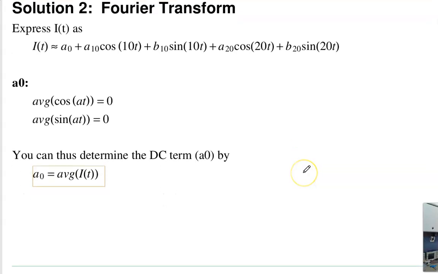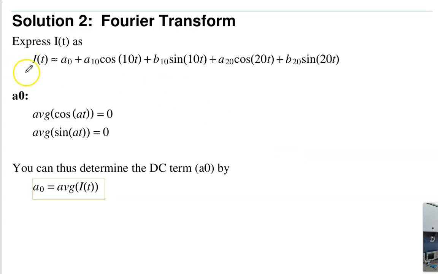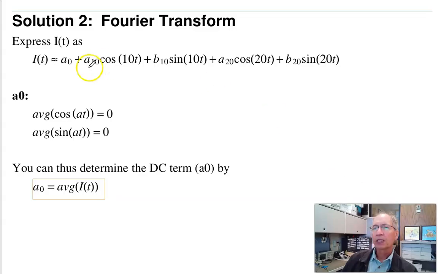A second way to get the terms is called Fourier transform. Now here's what the current looks like. I've got a DC term, 10 radian per second term, 20 radian per second term. A property of sine waves is all sine waves are orthogonal. This is an orthogonal basis. When you take Math 129, linear algebra, they'll talk about orthogonal basis, orthonormal basis. This basis is orthogonal, but it's not orthonormal.